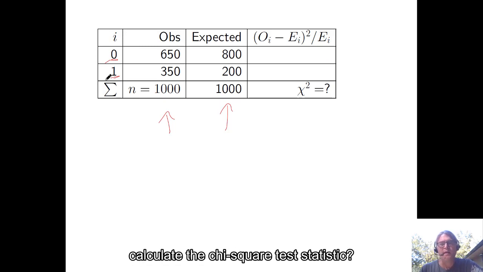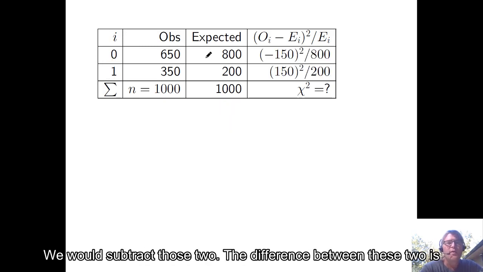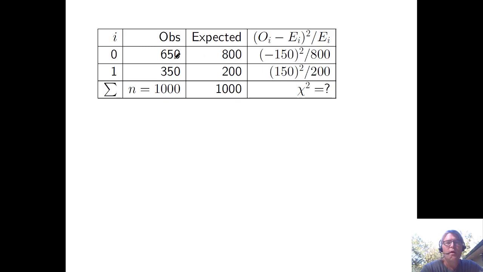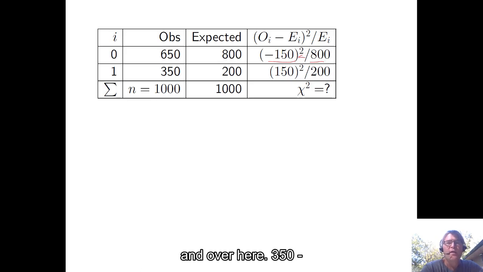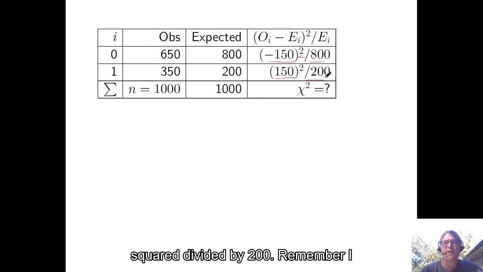So how would we calculate the chi-square test statistic? We would subtract those two. The difference between these two is 650 minus 800, which is negative 150. We would square that and divide by 800. And over here, 350 minus 200 is 150, squared, divided by 200.